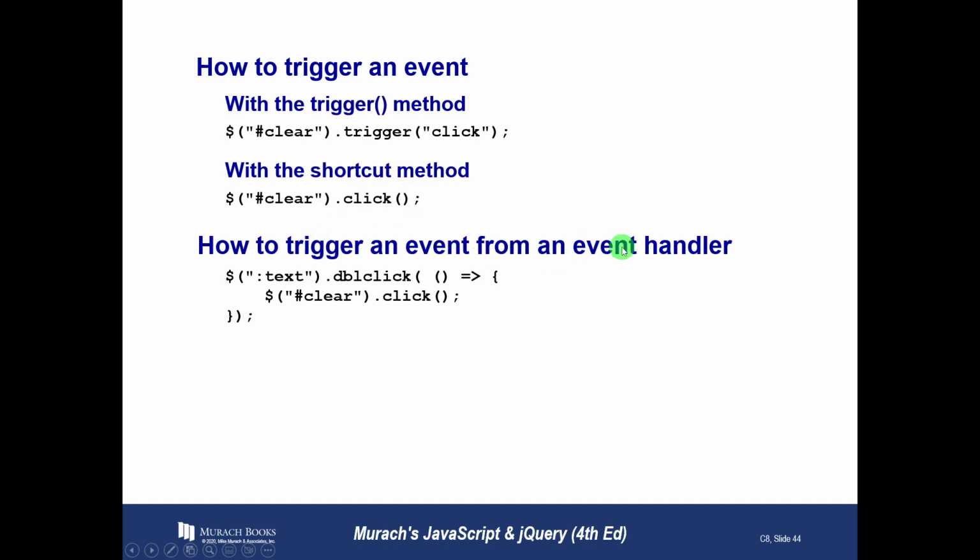How to trigger an event from an event handler. So if somebody double clicks, this comes in really handy. If anybody double clicks on a text box, or on anything that has text in it, we're going to run the click method for the thing that has clear. So what does this do? Rather than writing the click method twice, we can just say, hey, if they double click on it, do the same thing you would do if they just single clicked on it. That can be really handy because sometimes users double click when we really want them to single click. So if they double click, it will automatically just run the single click function that we had written.